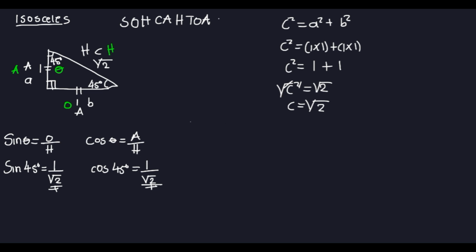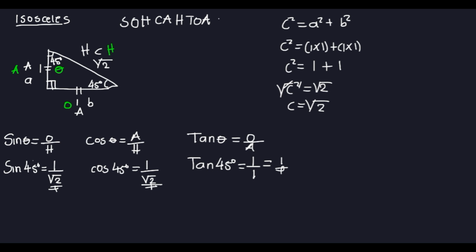Now let's look at the TOA. That is tan theta is equal to opposite over adjacent. So tan 45 is equal to 1 over 1, which gives us 1. So tan 45 is equal to 1.